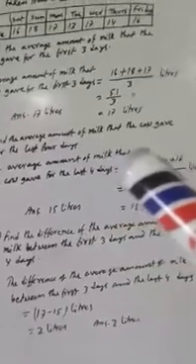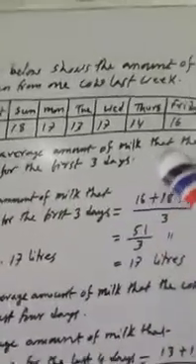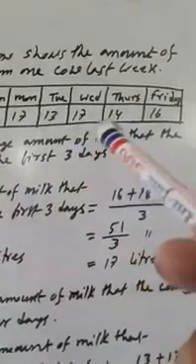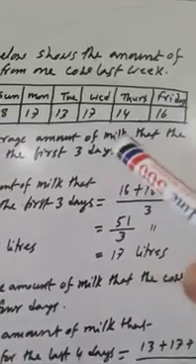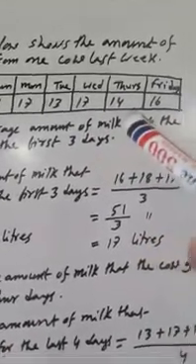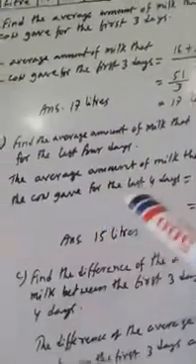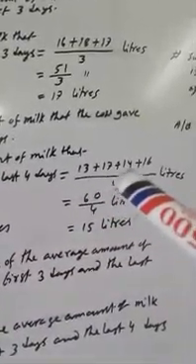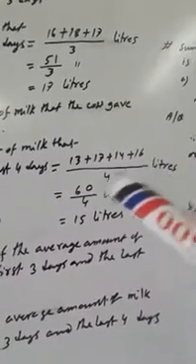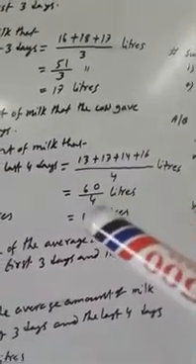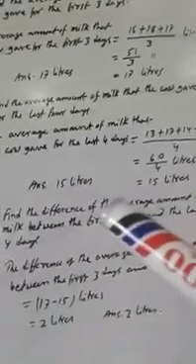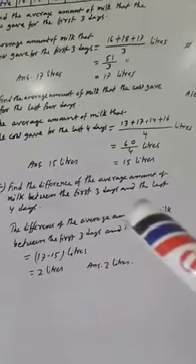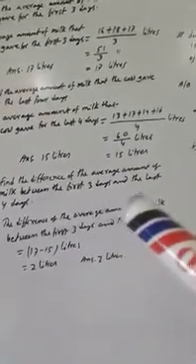Find the average amount of milk that the cow gave for the last 4 days. We have to find the sum of the last 4 days: 13 plus 17 plus 14 plus 16. This is the sum, and there are 4 days, so if we divide by 4, we will get the average. See the solution. For the last 4 days, 13 plus 17 plus 14 plus 16 equals 60, and we divide by 4. 60 divided by 4 is 15 liters. Answer: 15 liters.